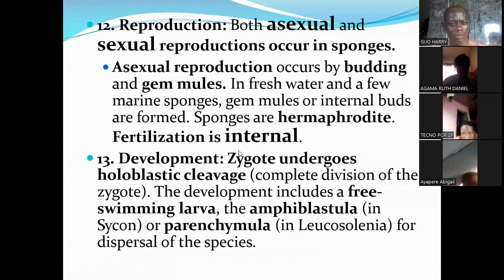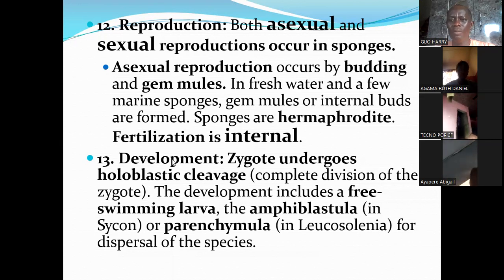Then we also have gemmules in freshwater and a few marine sponges. Gemmules, or internal buds, are formed in some sponges. The sponges are said to be hermaphroditic, having both male and female reproductive structures. And fertilization is internal. Fertilization in sponges occurs internally.